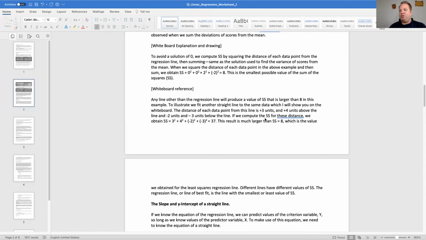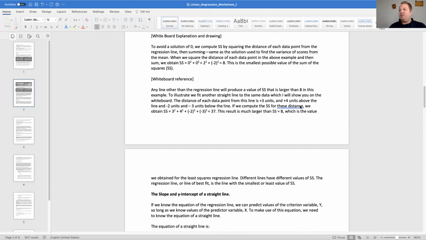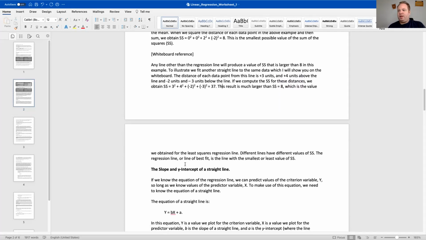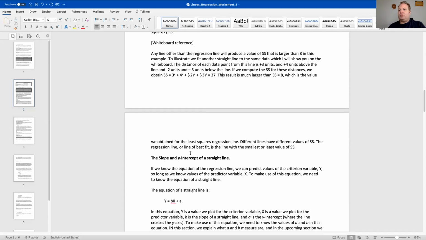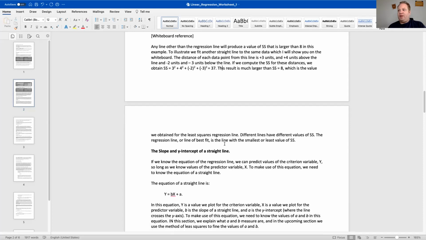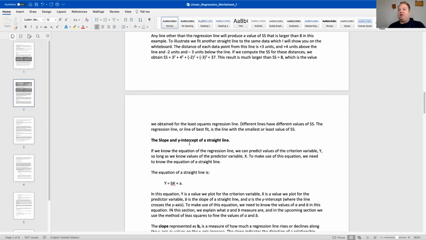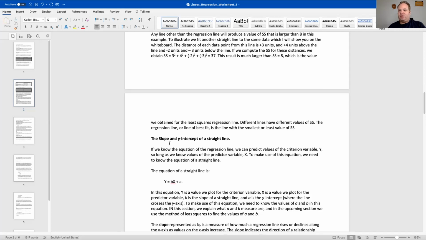If we compute the sum of the squares for these distances, we obtain 3 squared plus 4 squared plus negative 2 squared plus negative 3 squared, which is equal to 37. The result is much larger than the sum of the squares being 8, which is the value we obtained for the least squares regression line. Different lines give different values of the sum of the squares. The regression line, or line of best fit, is the line with the smallest or least value of the sum of the squares. So let's look at that on the whiteboard.